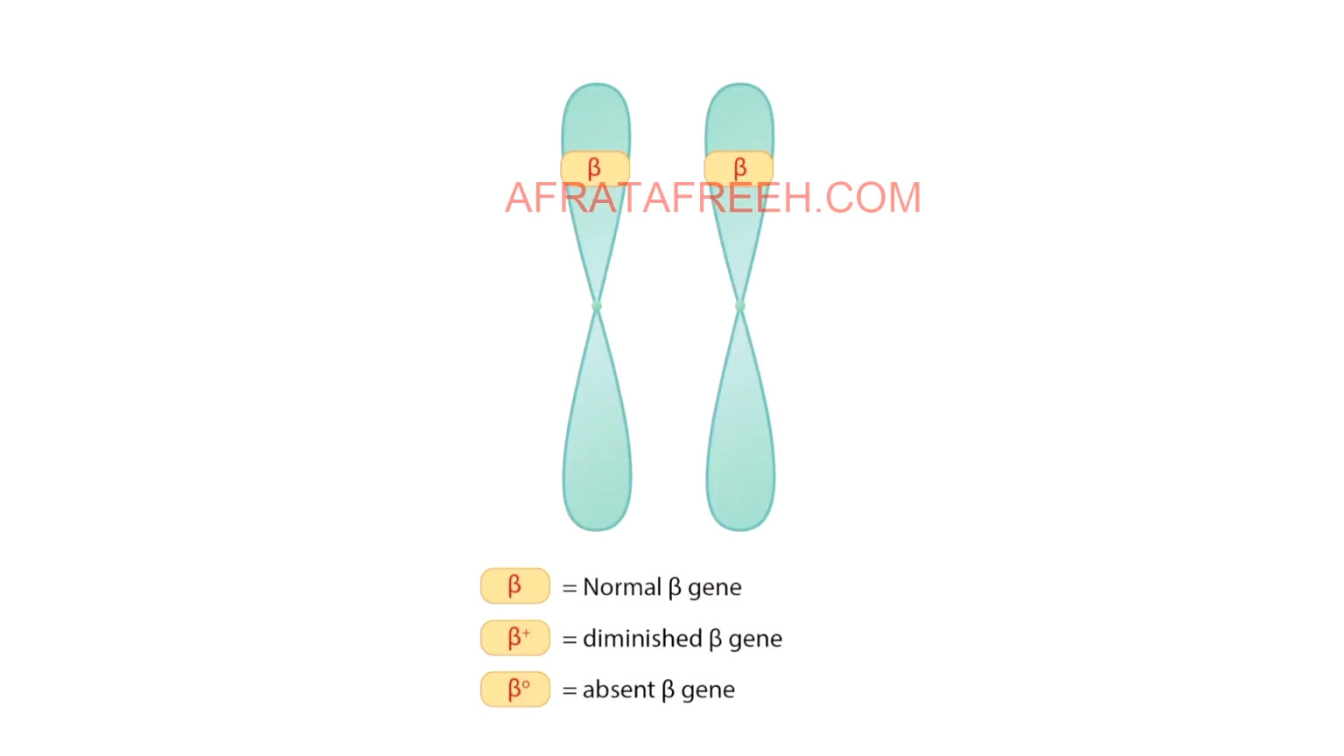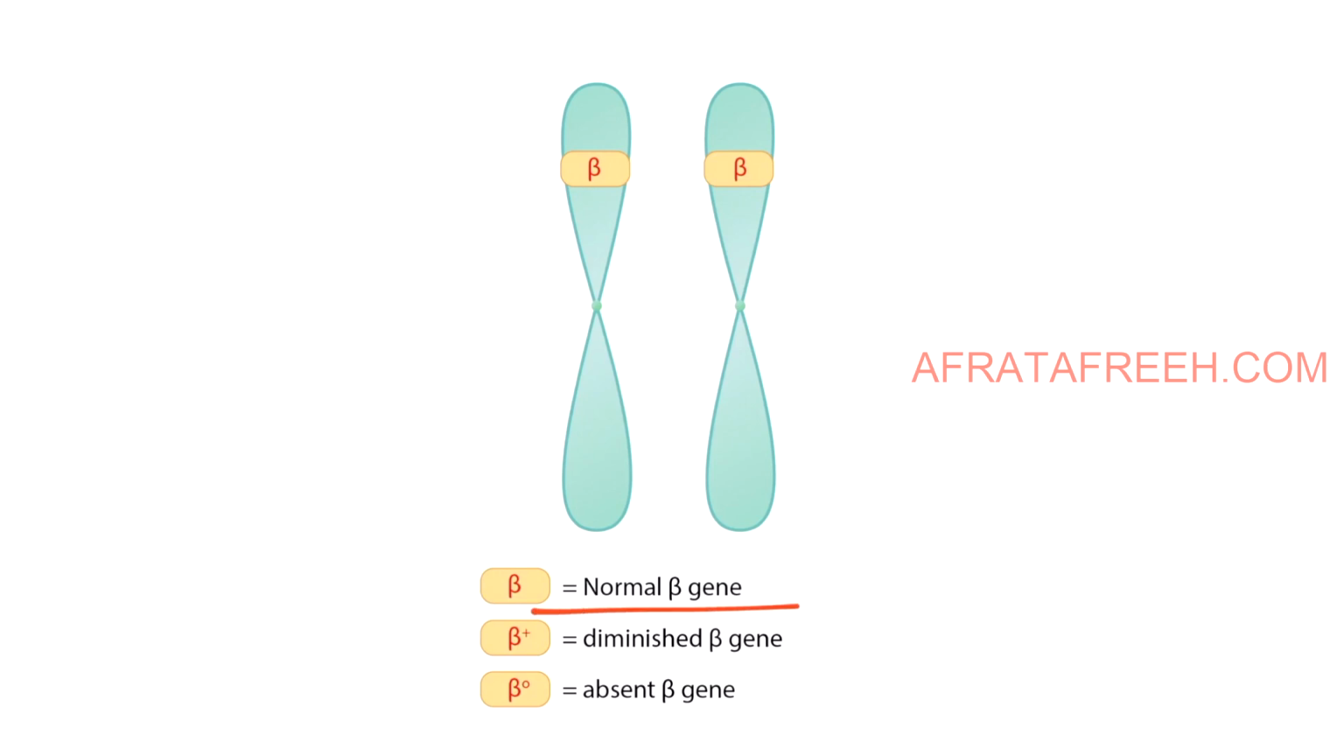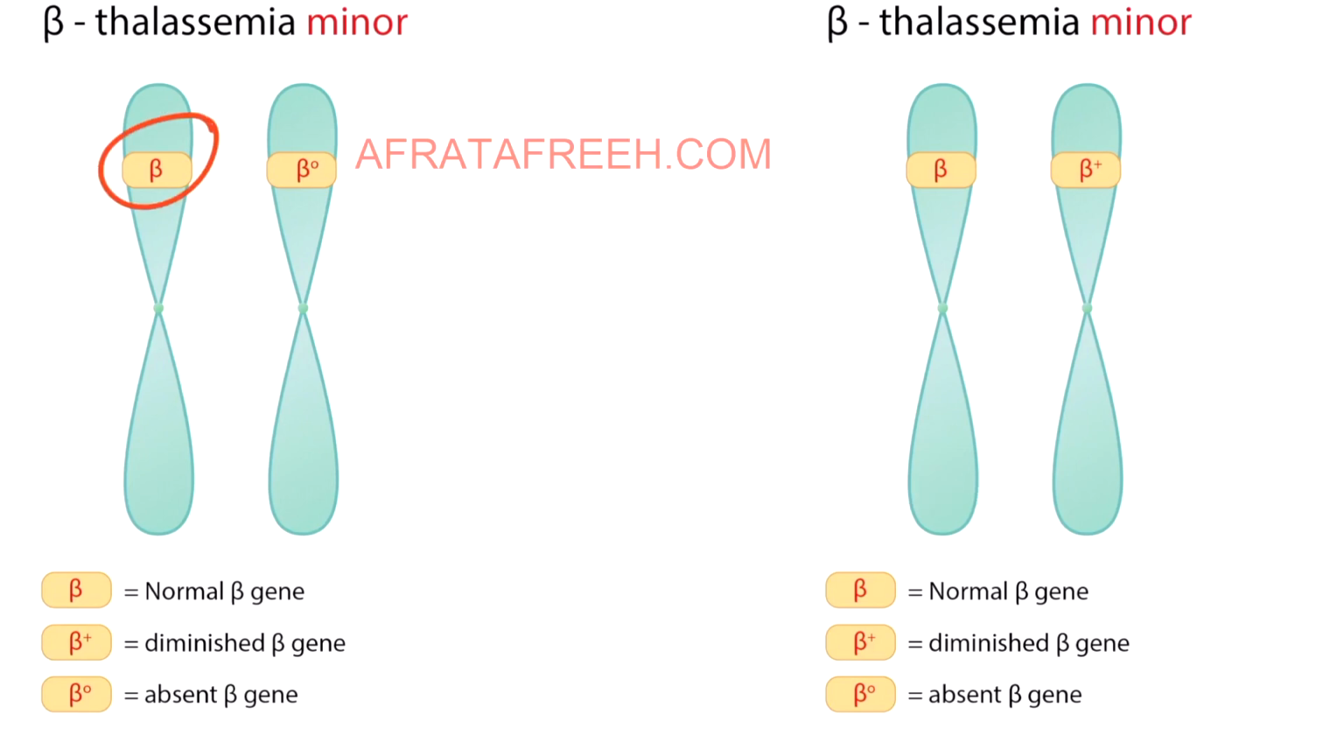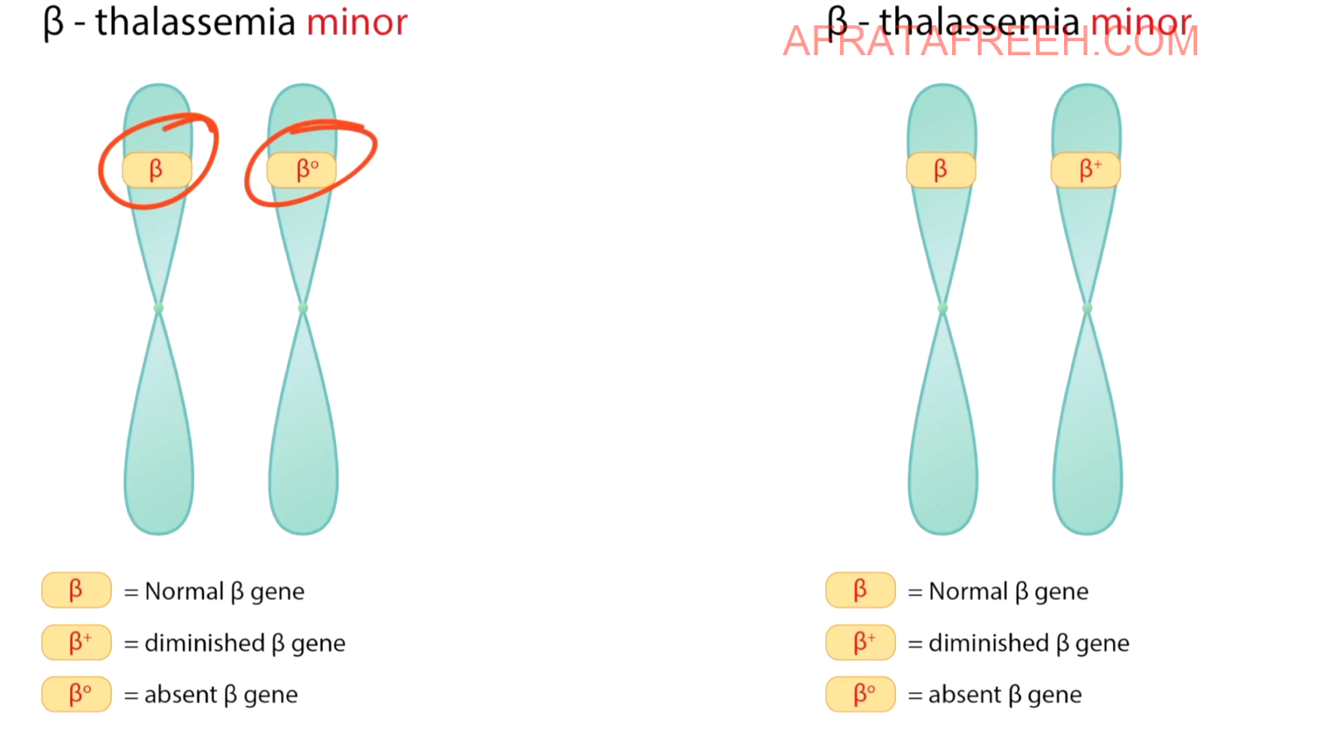Again, there are normally 2 beta globin genes present on chromosome 11, as demonstrated by this image. So notice that we've shown the normal gene on both chromosomes. Beta thalassemia minor occurs when there is a normal copy of the beta gene and a mutated copy. There can be 2 specific types which present similarly. On the left, notice that there is a normal gene right here and an absent beta gene on the other chromosome. Alternatively, the same clinical picture can be caused by 1 normal beta gene on the chromosome, as shown here, and a diminished beta gene on the other chromosome, right here.